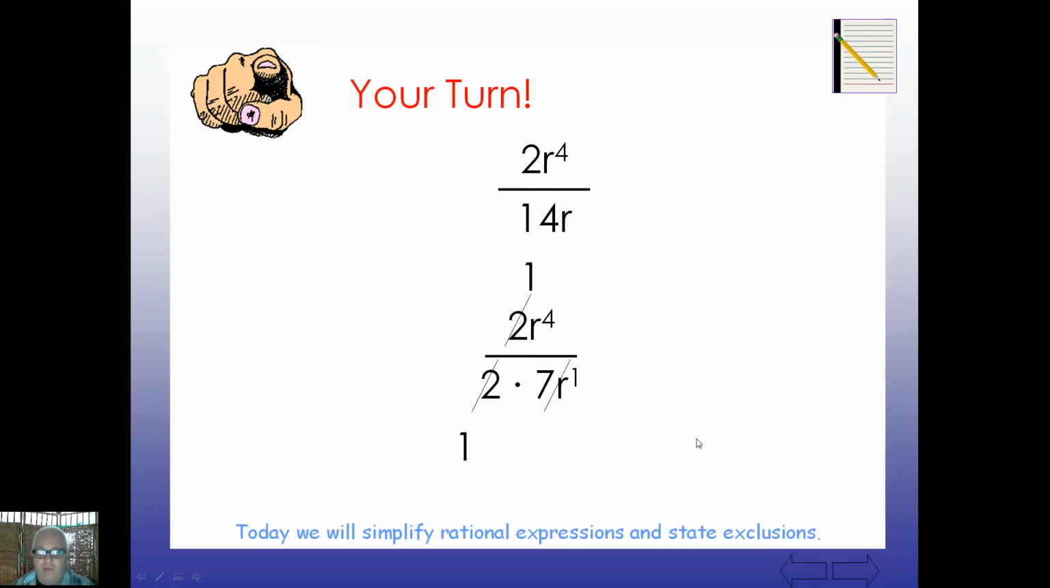And how about one of the r's here? We end up with r to the third in the numerator and simply a 7 in the denominator. And if you look here, r to the third over 7, well, that can't be reduced. Their greatest common factor is indeed just 1.